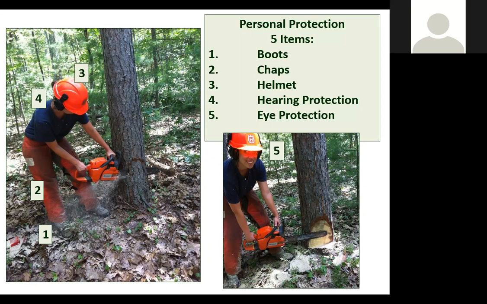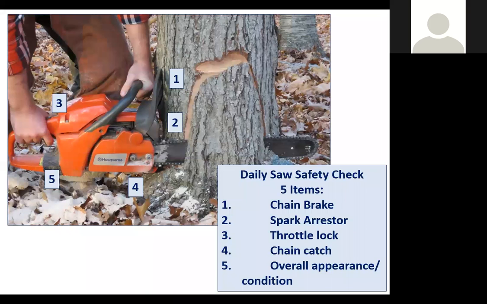When we look at our equipment with the chainsaw, there's a safety check you can do every day to make sure that the key safety items are in place. Your chain brake, making sure your spark arrestor is functional on your muffler, that the throttle lock is functional so the engine doesn't rev when you don't want it to, and the chain catch is in place for the rare occurrence where the chain hops off the bar. Then check the overall appearance of the saw to make sure that there's no broken mounts and no cracks in the housing or anything like that.